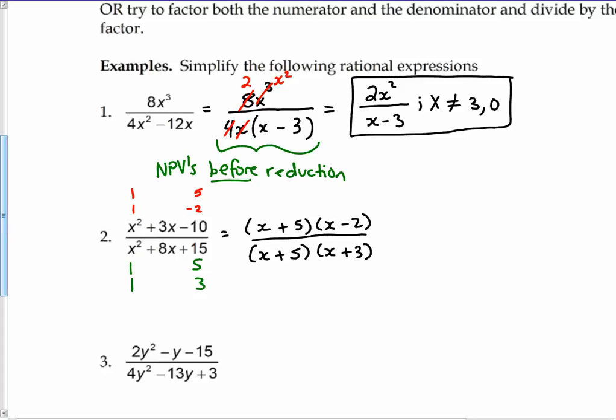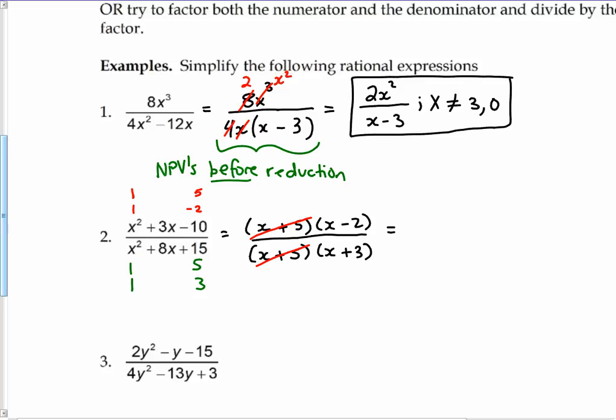They have to be identical, but it's the fact we can only cancel factors, not terms. It's another way to think of it. Factors can cancel, not terms. You can't go and cancel these terms, x and x, right? The binomial factors can cancel each other out. Binomial, binomial, monomial, monomial.